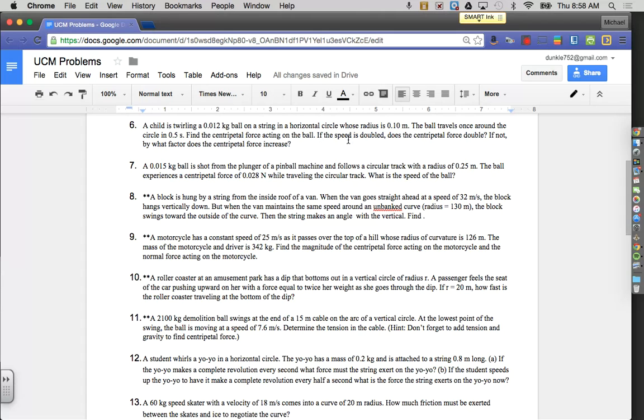Now, what happens if we double the speed? Does the centripetal force double? If not, by what factor does it go up? Is it 4 times bigger, 8 times bigger, only a half bigger? So what would we do there with number 6?